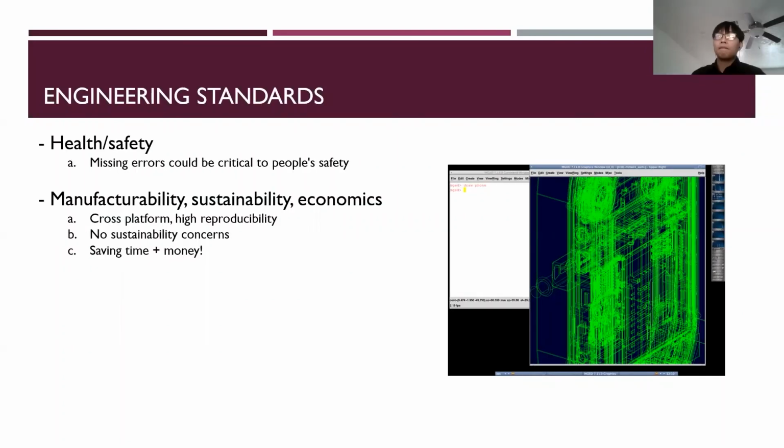All right, so for engineering standards, health and safety wise, missing an error could be critical to people's safety. So we need to make sure that all of the errors are being parsed correctly and displayed on the widget. And for manufacturability and sustainability wise, the project is cross-platform, meaning that it can run on Windows, Mac, and Linux, and produce high reproducibility. And there's no sustainability concerns, and it saves time and money.